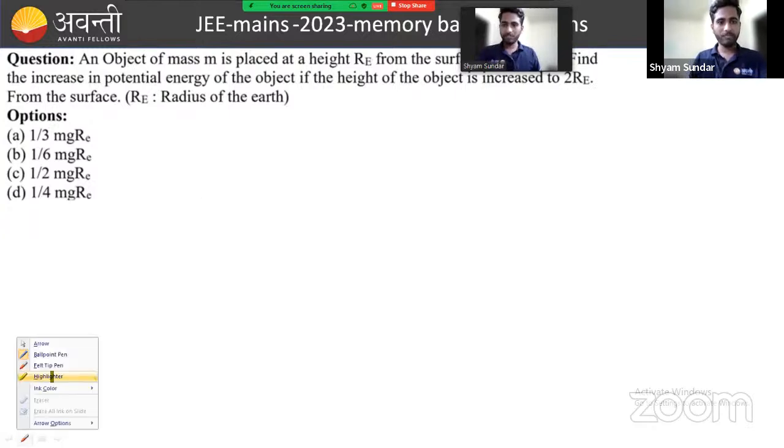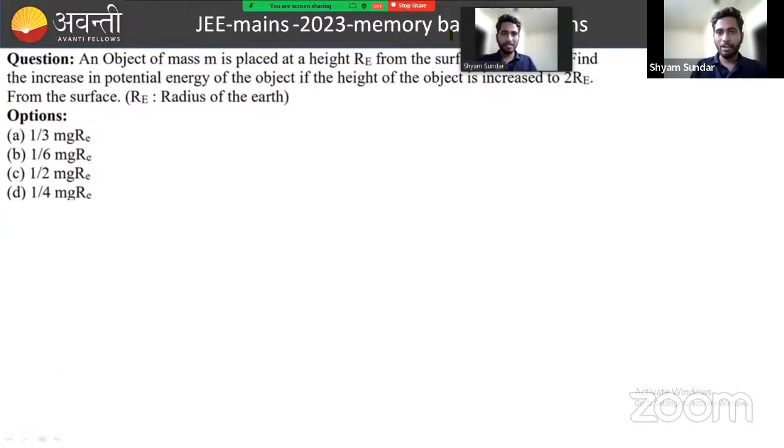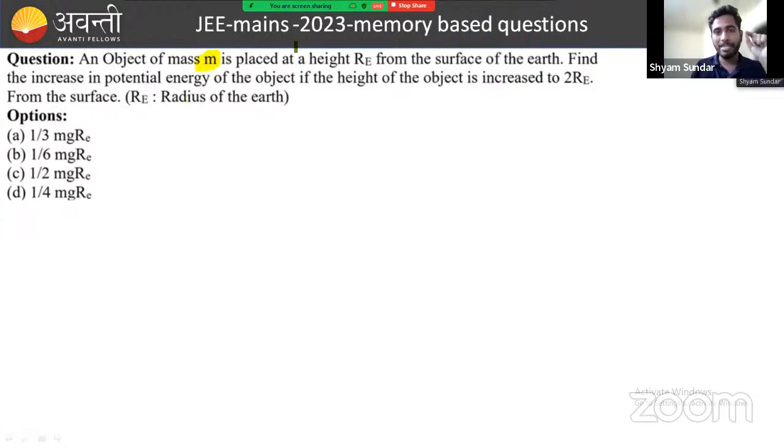The question says: an object of mass m is placed at a height RE, where RE is the radius of the earth, from the surface of the earth. Find the increase in potential energy of the object if the height of the object is increased to 2 times RE. We need to calculate how much potential energy will be increased when the object is moved to a greater height.